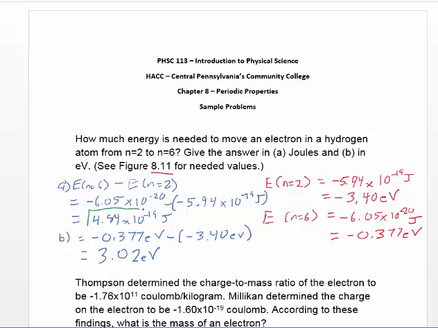So those would be our two answers here. This would be the answer in joules, and this would be the answer in electron volts. Both are going to be in three significant figures because both of the numbers that went into them had three significant figures. So that's our first problem.